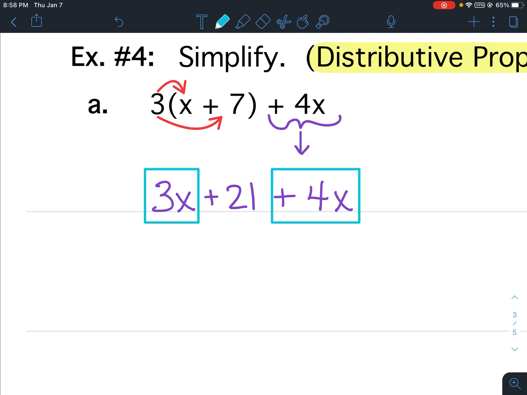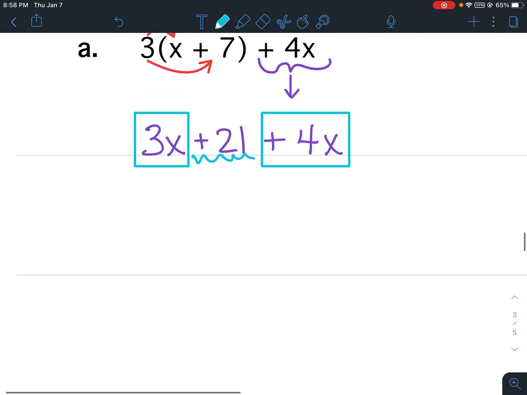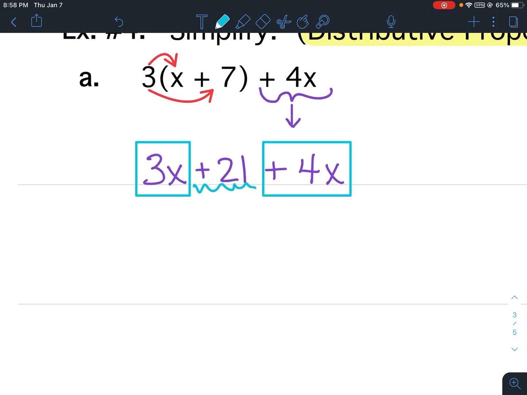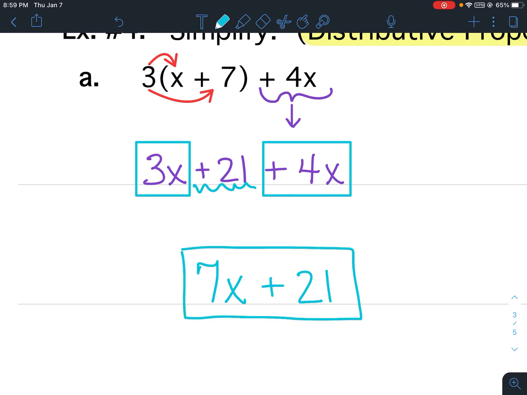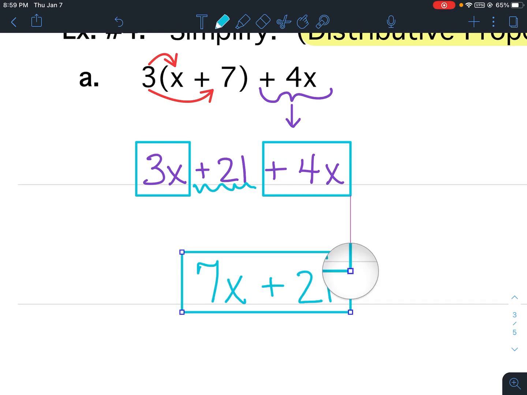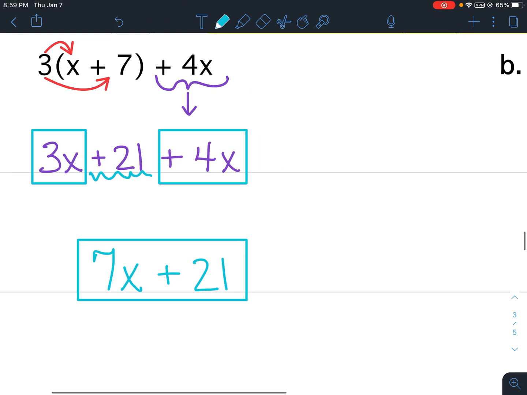My x terms there, they are like terms. And I'm going to put a squiggly line under my constant term. So 3x plus 4x would give me 7x. And there's nothing to combine with the 21, so I bring down the plus 21. So again, I did the distributive property first because following your order of operations, multiplication comes first. And then I combine like terms, which is addition and subtraction.